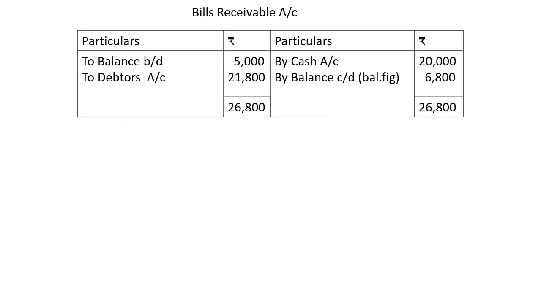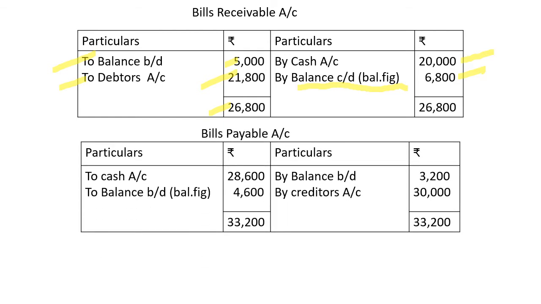Next, preparation of bills receivable account, because the opening balance is mentioned, the closing balance is not given. So bills receivable account: opening balance to balance brought down 5,000, then bills receivable issued to debtors account 21,800, bills receivable encashed, you can check the cash account by bills, to bills receivable is there, so 20,000 rupees. That means the balancing figure, that is the closing balance of bills receivable, 6,800, because of the total 26,800.